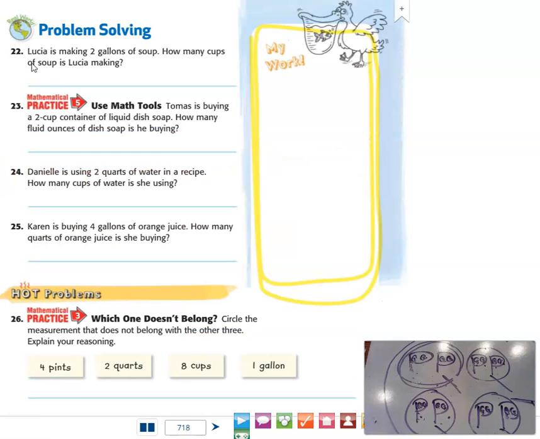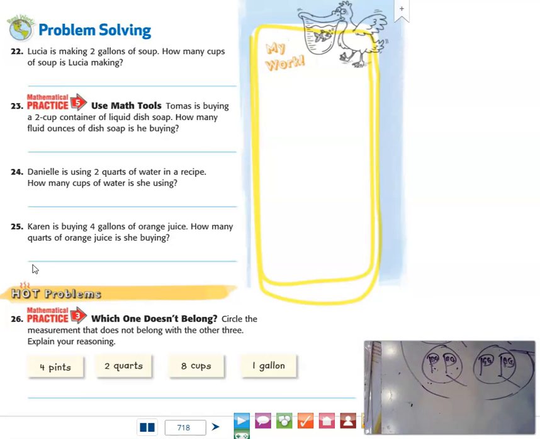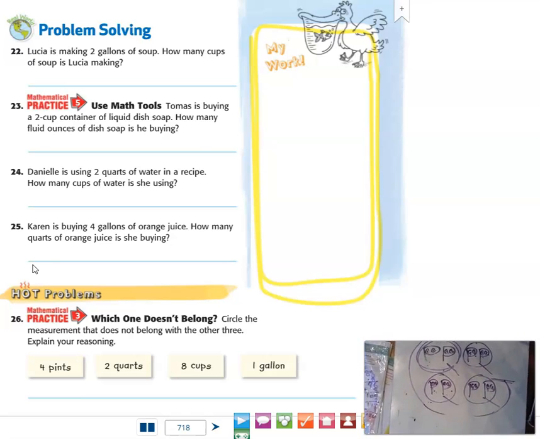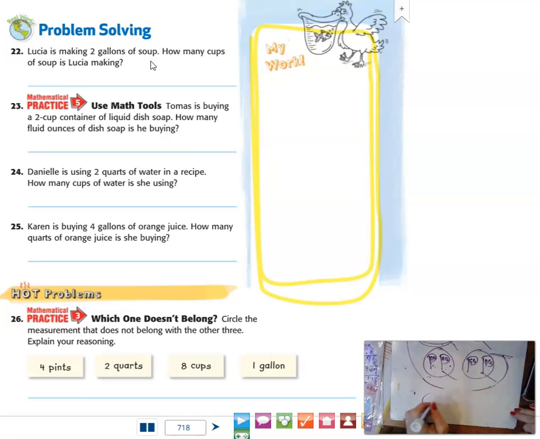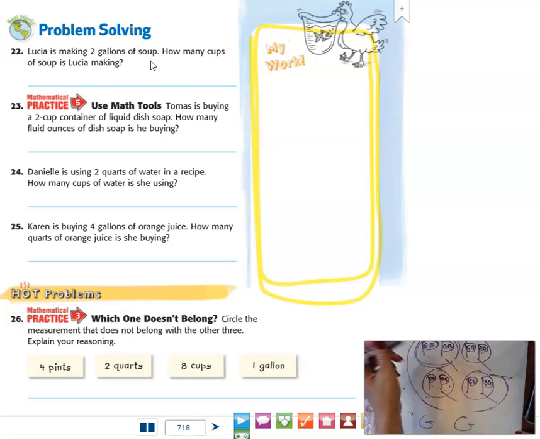Okay, let's look at the word problems. Okay, so looking at these 22, 23, 24, 25, all you have to do is that conversion like I was showing. So use the visual and then 2 gallons of soup. How many cups? So I'm going to draw my 2 gallons. And how many cups are in one, according to my picture? Each gallon has 1, 2, 3, 4, 5, 6, 7, 8, 9, 10, 11, 12, 13, 14, 15, 16. There's 16 in this one. There are 16 in this one. 16 plus 16 will give me the total number of cups in 2 gallons of soup.